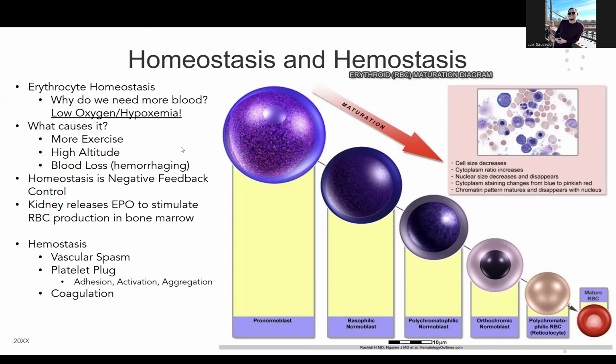The kidney is what triggers the release of an enzyme, or we'll call it a hormone, called erythropoietin, and that will stimulate the red blood cell production in the bone marrow. And then hemostasis, this kind of goes back to blood loss and hemorrhaging, is the process of basically stopping your blood from leaking out when you have a tear. It's done in 3 steps: the vascular spasm, platelet plug, and then coagulation. But I'll cover that more in a separate slide here.